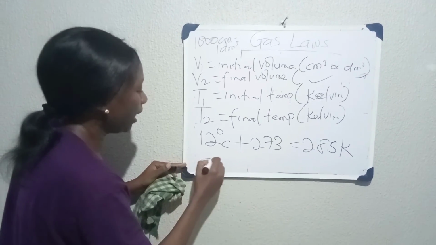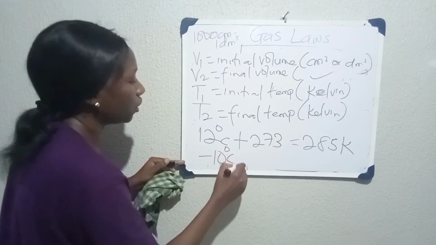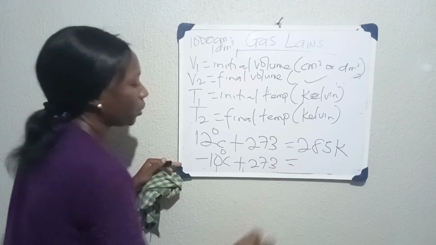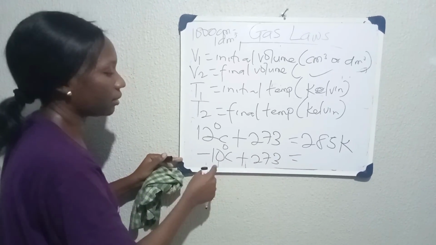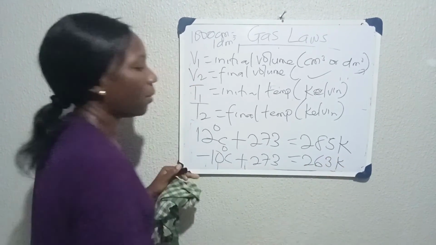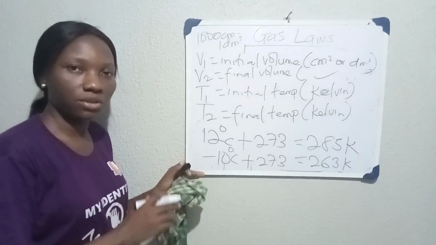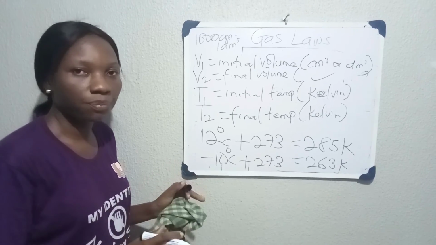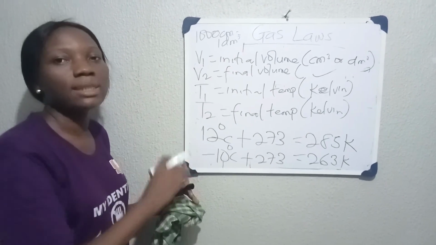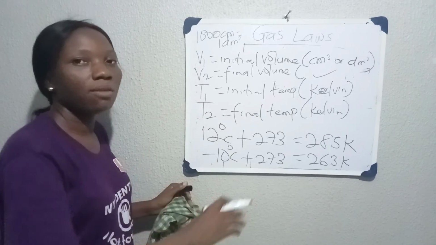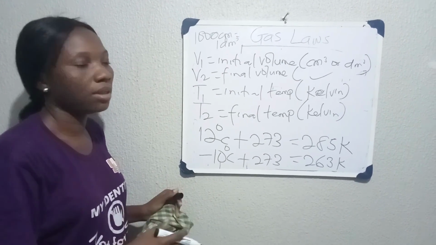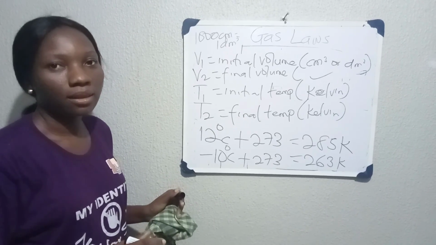If I am given minus 10 degrees Celsius, just still add your 273 to your minus 10 degrees Celsius. What do we have? We have 273 minus 10. That will give me 263 Kelvin. I hope you understand how to convert from degrees Celsius to Kelvin, because you can never use your Celsius in any calculation. It is not accepted. You must convert to Kelvin before you can proceed to the question that you are given. I hope you understand. Thank you very much.